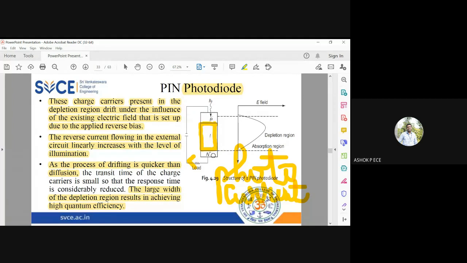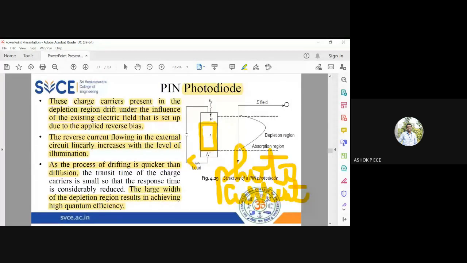P and N regions are made smaller to ensure that drifting happens very quickly. So when electrons are going to drift very quickly, the time taken by the electron, the transit time, is very, very small. When the transit time is very, very small, it responds quickly to the applied light. Okay.